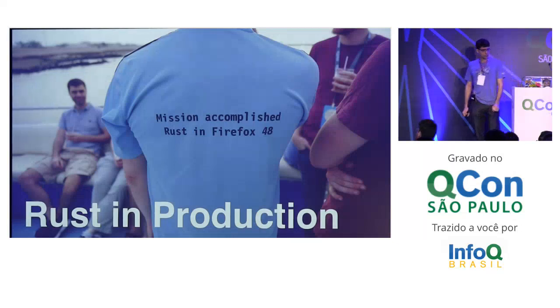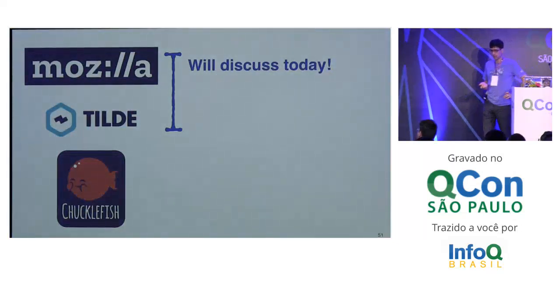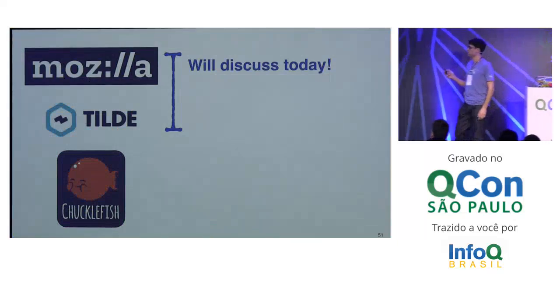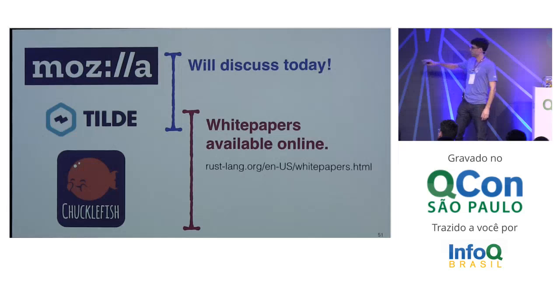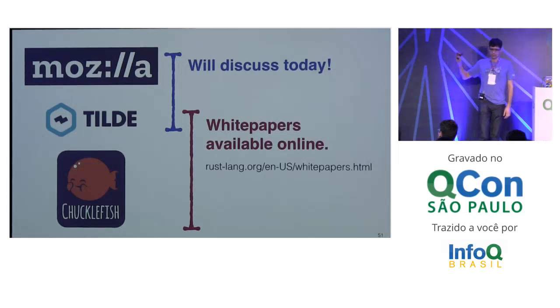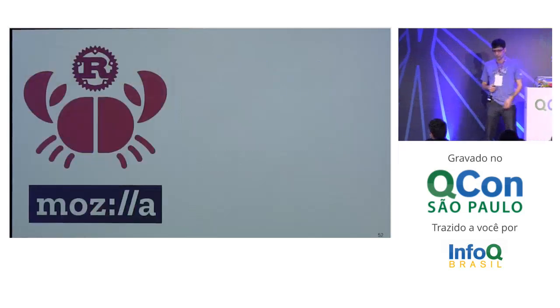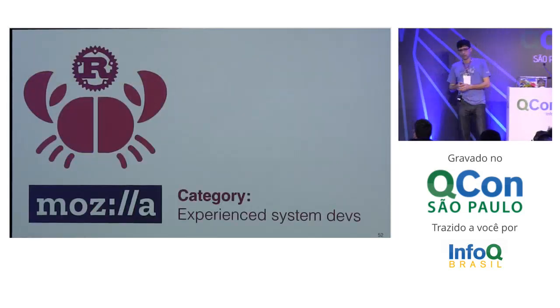All right, so let me talk a little bit about Rust in production. There are three interesting cases. I'm going to talk a little bit about the first two today, but if you're interested, we also have white papers online that talk in depth about Tilde and Chucklefish. Chucklefish is a game company.